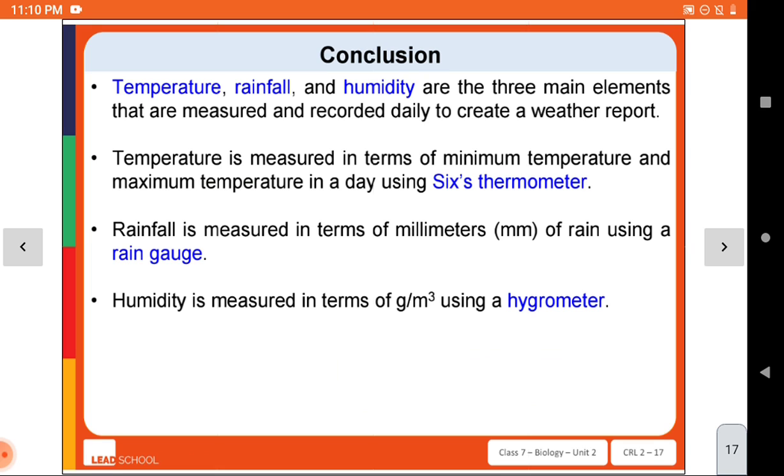So at the last, temperature, rainfall and humidity are three main elements which help to record a daily weather report. Temperature is measured as the minimum and maximum temperature of a day. Rainfall is measured in millimeters using the rain gauge, and humidity is measured in grams per meter cube. The device which helps to measure humidity is known as the hygrometer.